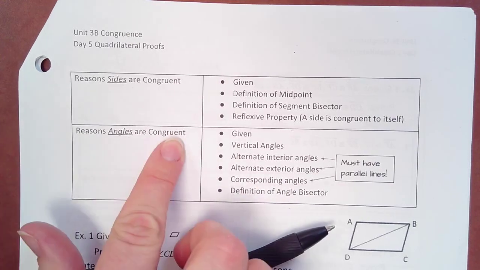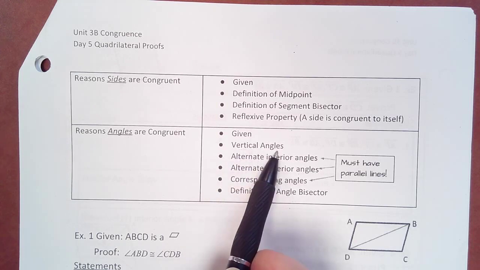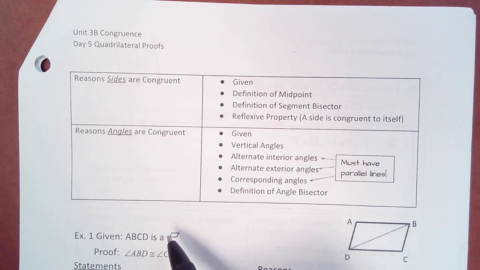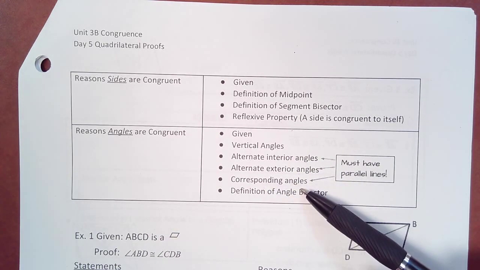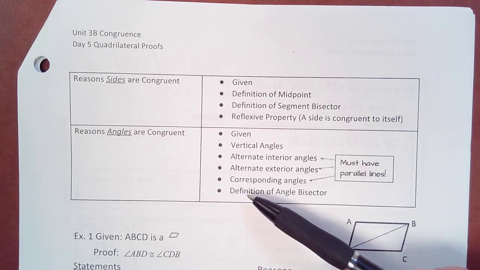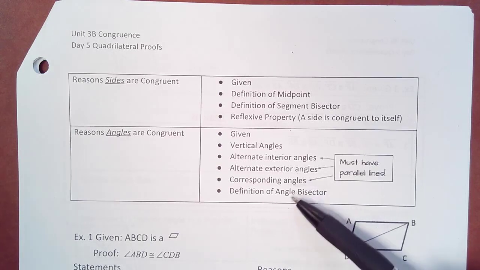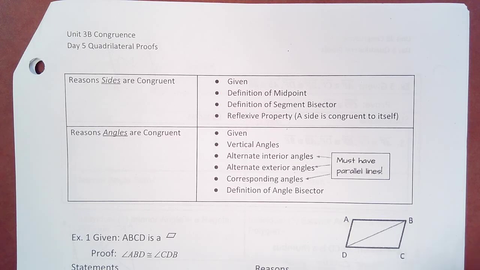Reasons angles would be congruent: if it's a given, if we have vertical angles, if we have parallel lines, which when we have parallelograms, we have those. We can use alternate interior, exterior, and corresponding angles. And then definition of angle bisector. So if a diagonal bisects an angle, it's cutting it right in half. We could also use, if this is a parallelogram, opposite sides or opposite angles are congruent. So we have a lot of different options here.